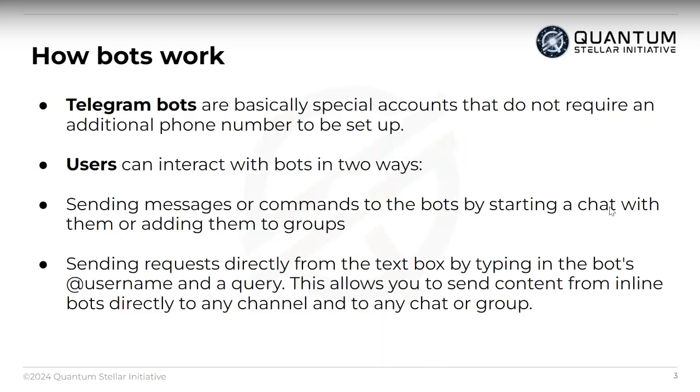How do bots work? Telegram bots are basically special accounts that do not require an additional phone number to be set up. Users can interact with bots in two ways: sending messages or commands to the bots by starting a chat with them or adding them to groups, or sending requests directly from the text box by typing in the bot's username and a query. This allows you to send content from inline bots directly to any channel, chat or group.